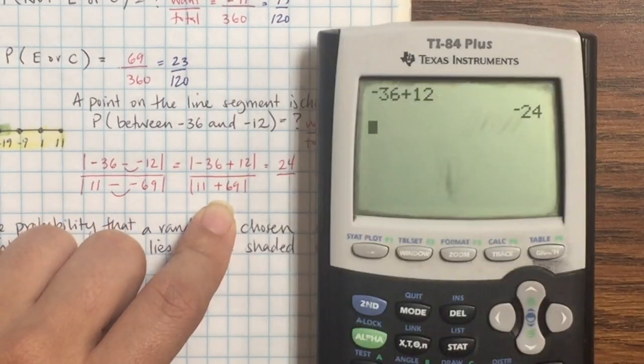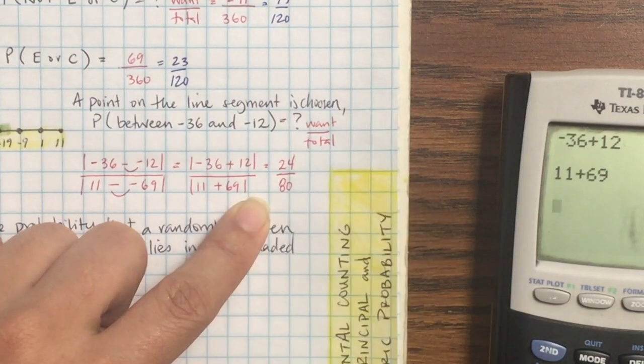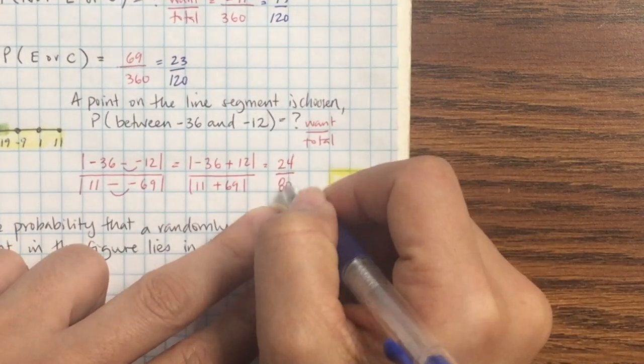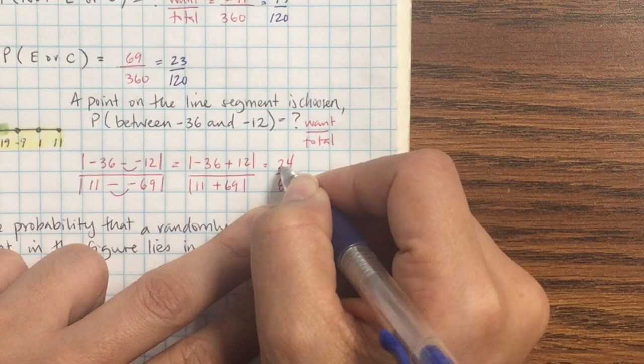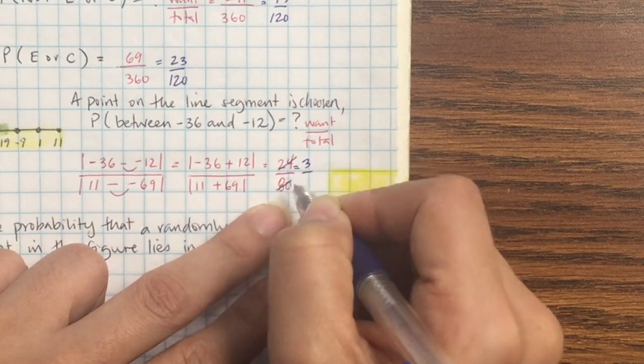And again, it's positive because it's an absolute value. Absolute value is always going to be positive. Now it simplifies to 3 over 10. The listening check: circle 3 over 10.